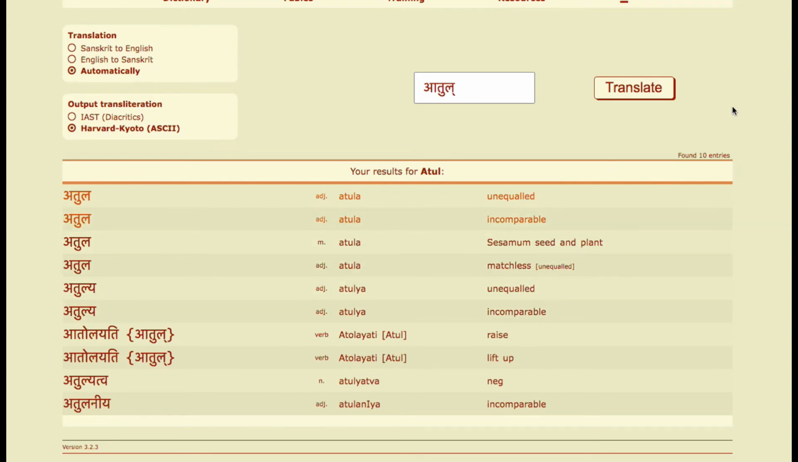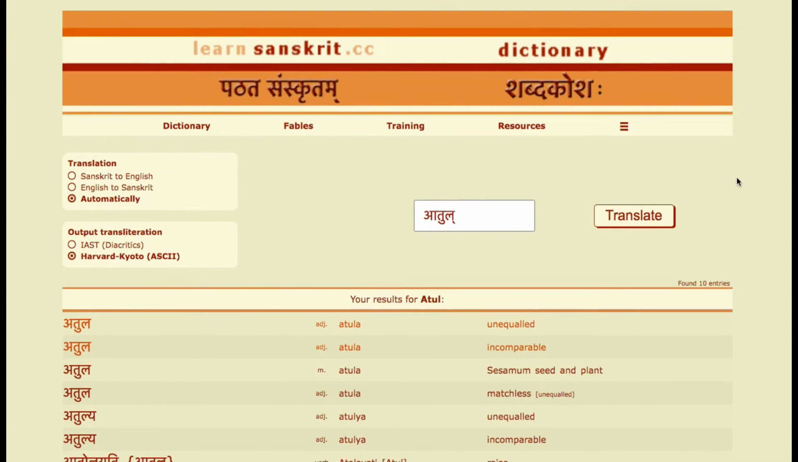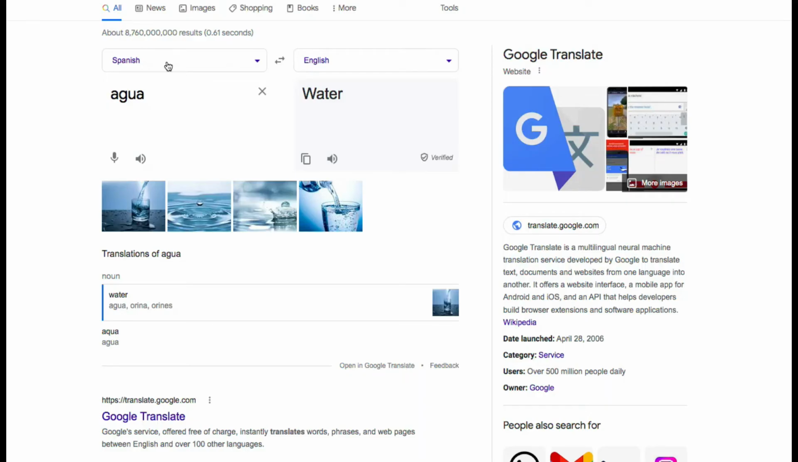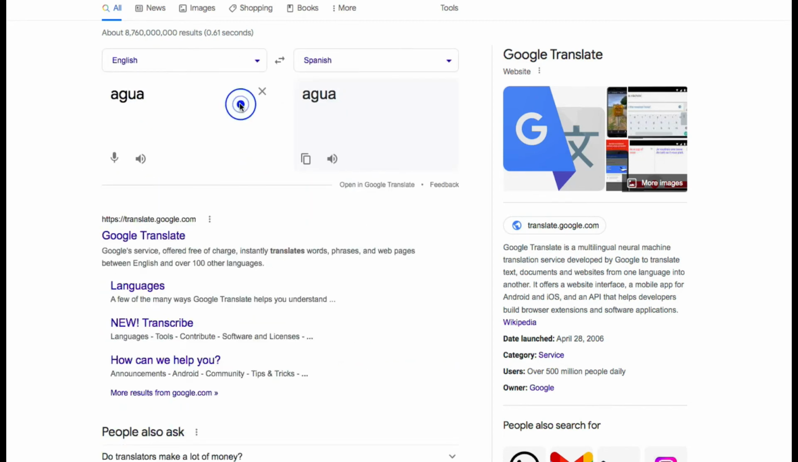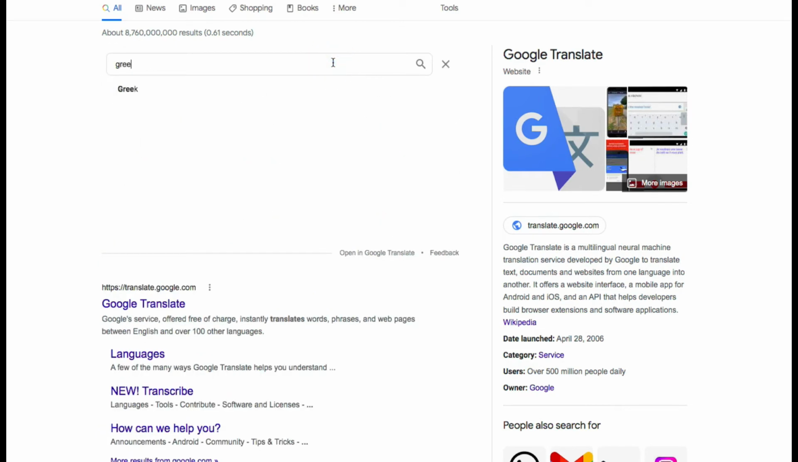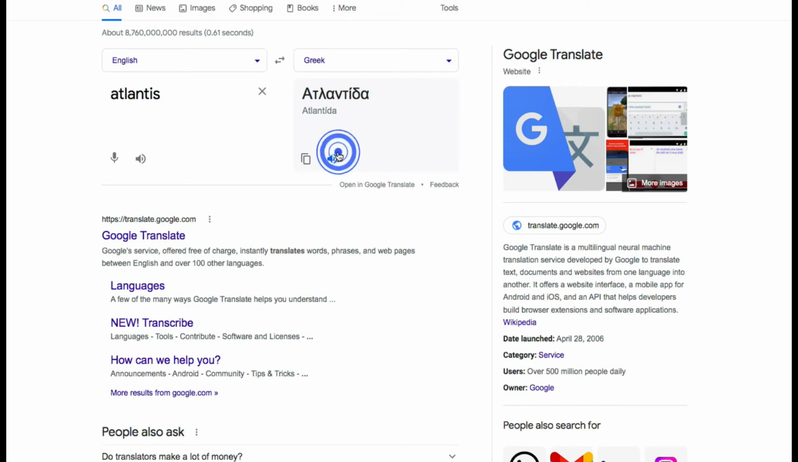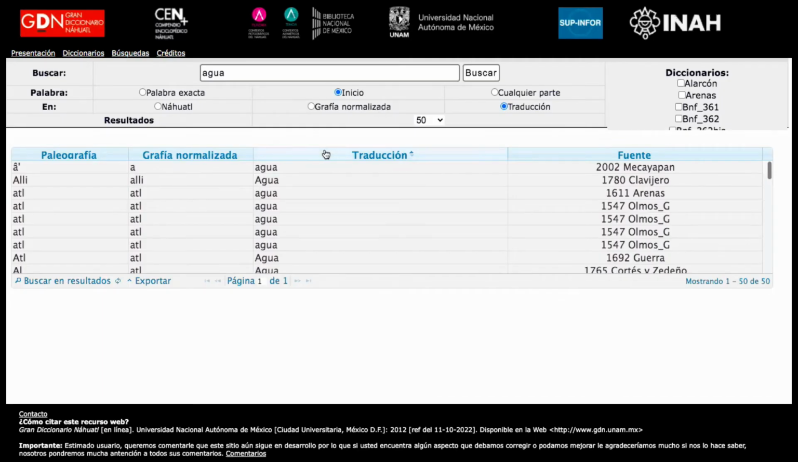And what was Atlantis, which in Greek is Atlantida? Here we go. English, Atlantis, and in Greek, Atlantida. And it's got that atl in the beginning. Why? Because it sank beneath the waters, right, of the deluge.